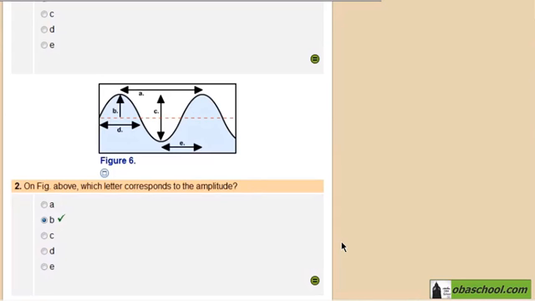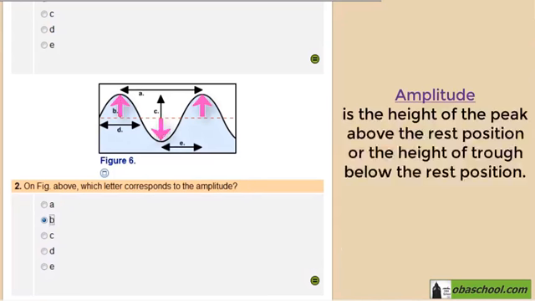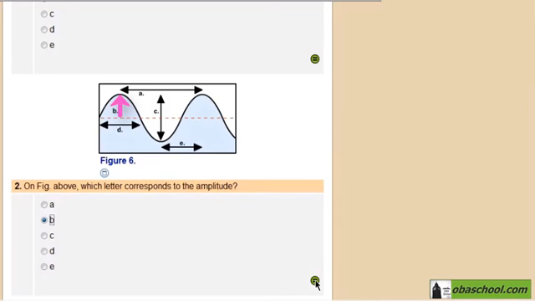What's the difference between B and C? B is half the amplitude of C, and by recalling the definition of the amplitude, it's the distance from the rest position to the crest or to the trough. So it's best represented by letter B. However, letter C is equal to 2 multiplied by the amplitude of this wave. So the correct answer is B.